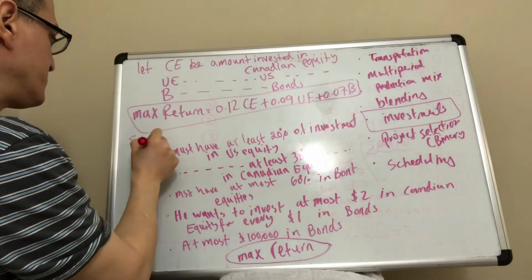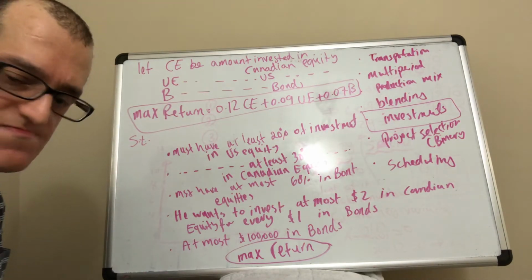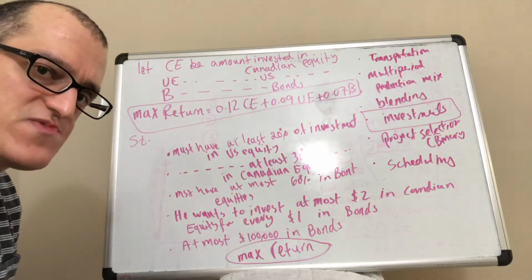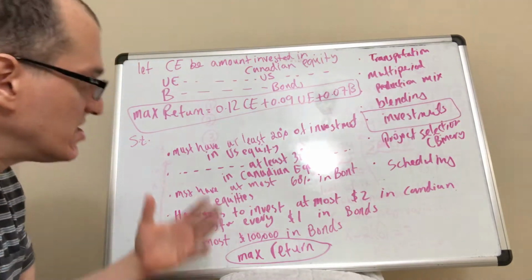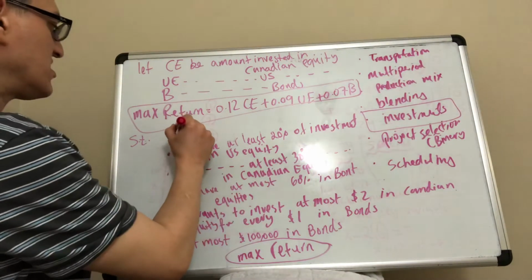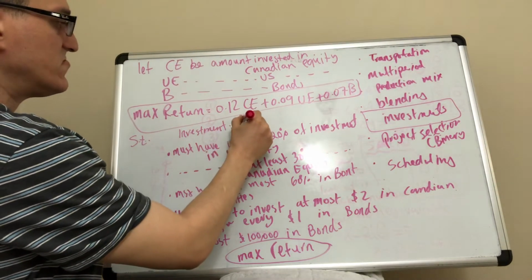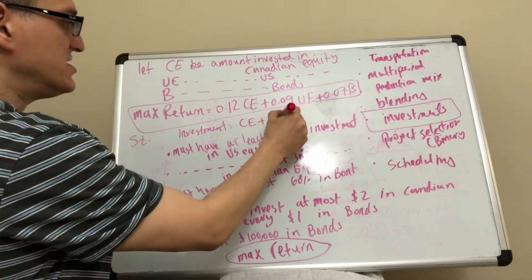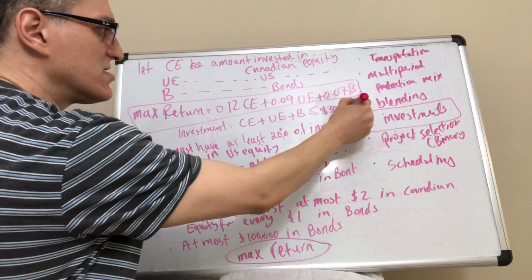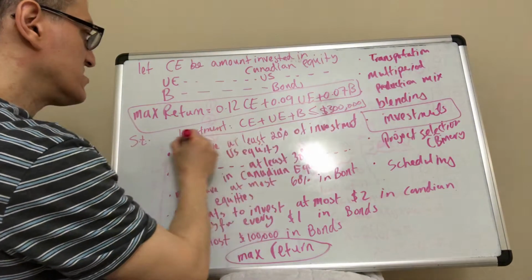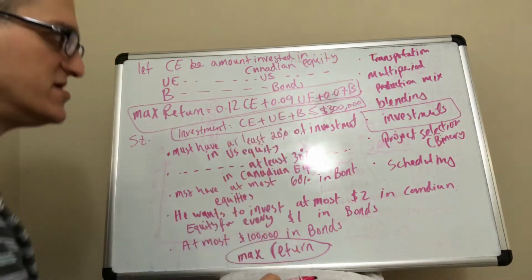And then subject to. So now we start looking at the different constraints involved. One of them was in the very beginning of the question, the fact that this guy has $300,000 to invest and the 3 options. So I'm going to call this investment. So whatever he invests in CE, UE, and B is not to go over $300,000 because that's what he has available to invest. So now his investment is CEUEB.